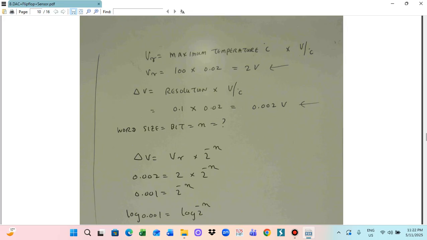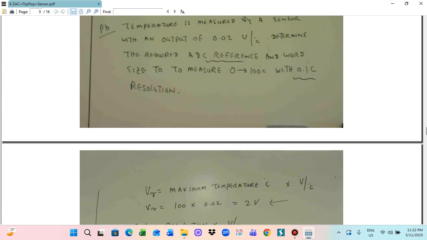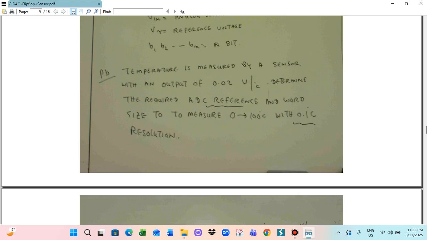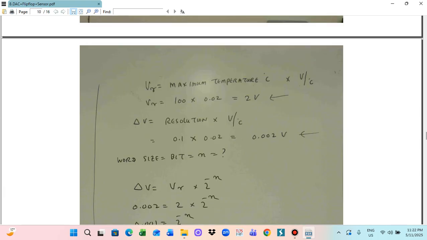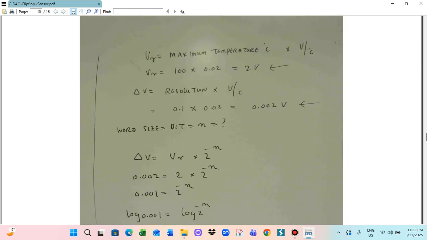And then write down the equation: we got resolution multiplied by volt per degree centigrade. So we use the resolution 0.1 degree centigrade multiplied with the volt per degree centigrade, 0.02. So we substitute and we got the 0.002 volt.